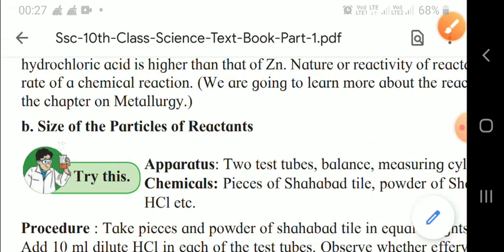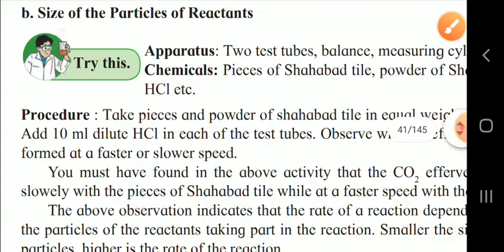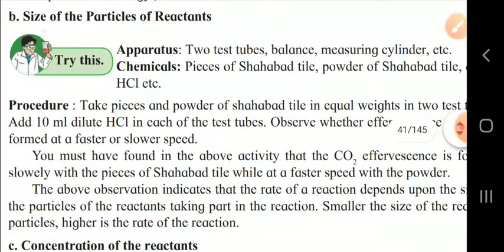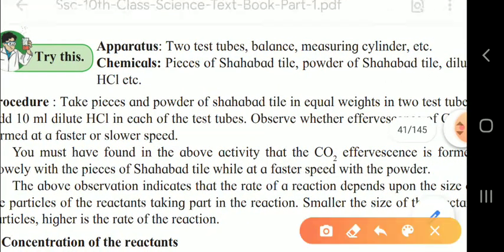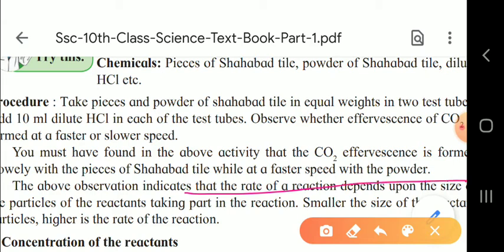Let us see now that we can observe that the rate of reaction is faster in the case of the powdered Shahabad tile. So what does it mean? The smaller the size of the reactant particle, the higher the rate of the reaction. This we have to underline. This full sentence we have to underline.